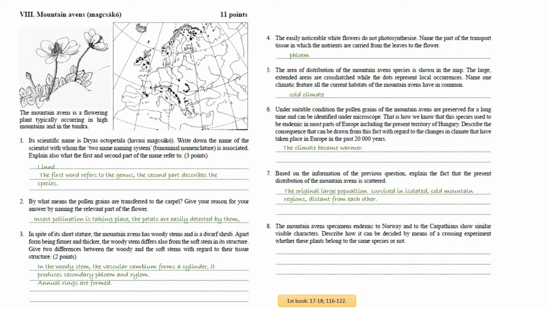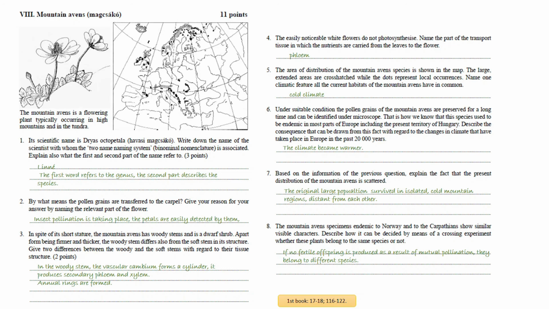The mountain aven specimens endemic to Norway and to the Carpathians show similar visible characters. Describe how it can be decided by means of a crossing experiment whether these plants belong to the same species or not. We know that organisms belong to the same species if they can produce fertile offspring. So what we can put here is that if no fertile offspring is produced as a result of the mutual pollination, they belong to different species.